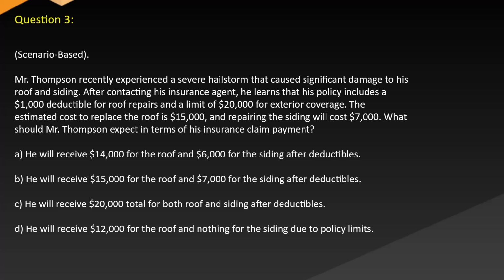What should Mr. Thompson expect in terms of his insurance claim payment? A. He will receive $14,000 for the roof and $6,000 for the siding after deductibles. B. He will receive $15,000 for the roof and $7,000 for the siding after deductibles. C. He will receive $20,000 total for both roof and siding after deductibles.